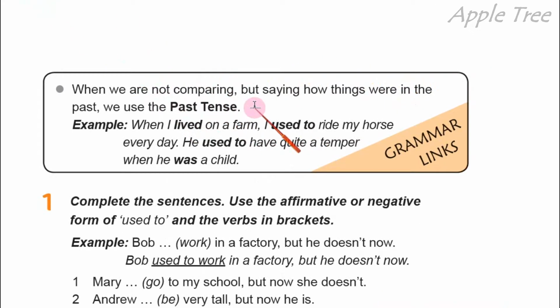When we are not comparing, but saying how things were in the past, we use the past tense.